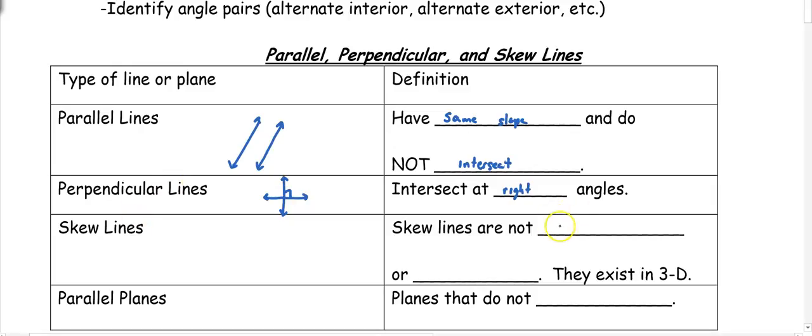Skew lines. Skew lines are not parallel and are not perpendicular. They're lines that run in opposite directions in a 3D figure. So think about if I had a cube. Here's my cube. Skew lines would be going in opposite directions. So we might have this back line which is going left to right, and then one of the sides in the front that's going up or down. They're never going to intersect, but they're also not parallel and they're not perpendicular.